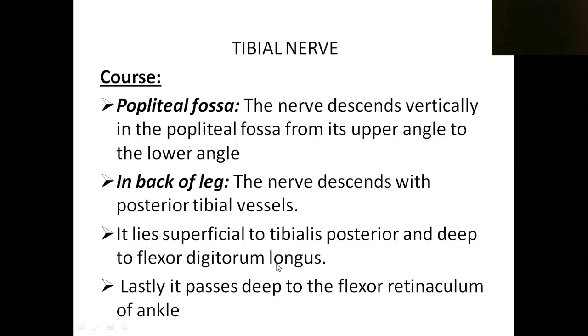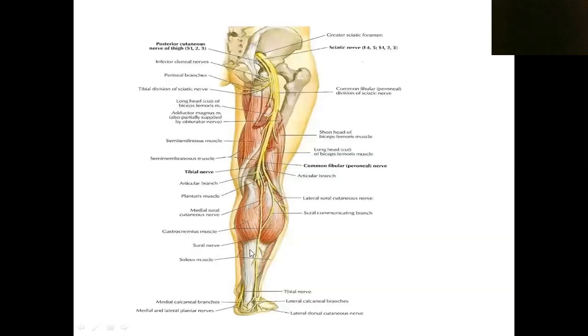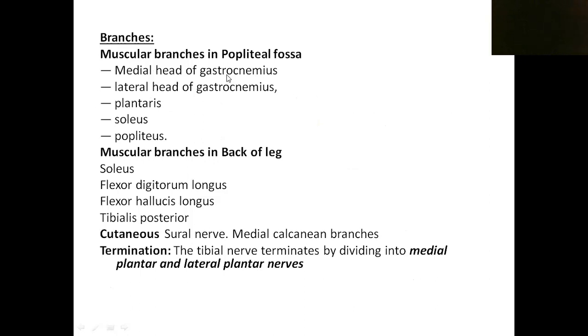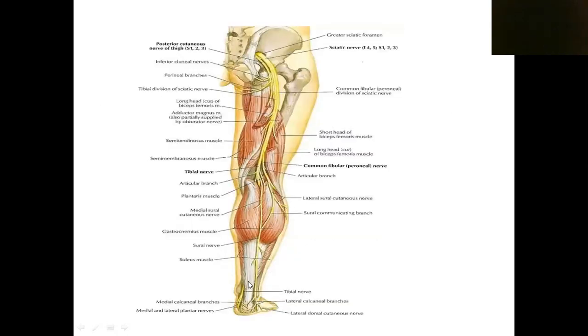Two muscles are seen in the posterior compartment of the leg: tibialis posterior and flexor digitorum longus. So this nerve lies between these two muscles. Towards the lower part of the leg, it divides into two. What are the two divisions? Medial and lateral plantar nerves. In the lower part of the leg, it divides into the medial plantar nerve and lateral plantar nerve.